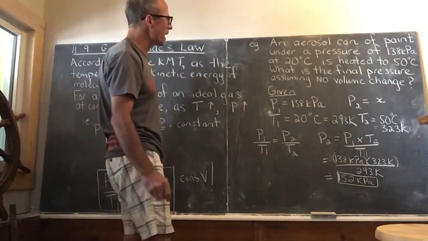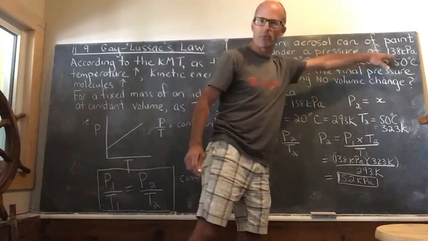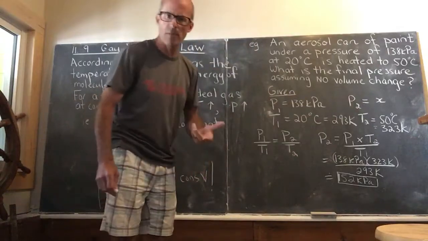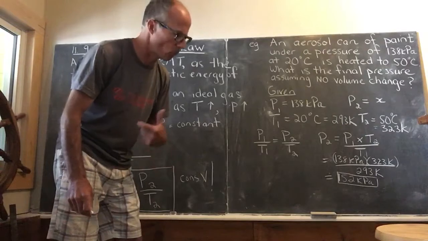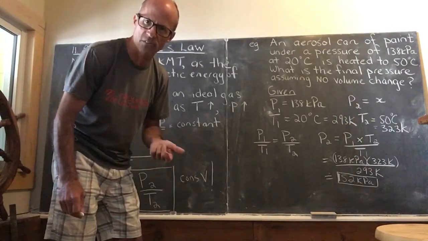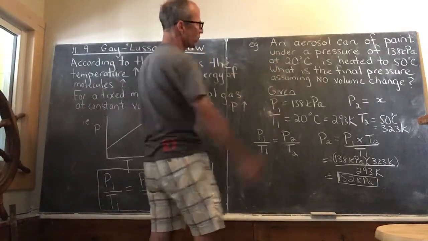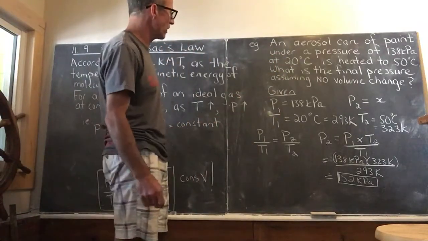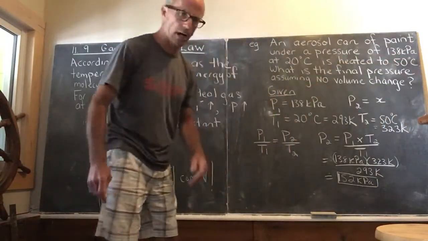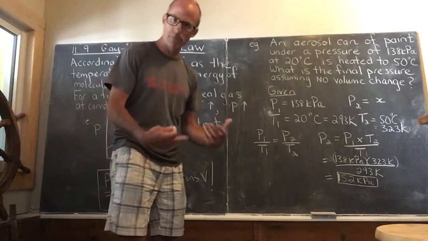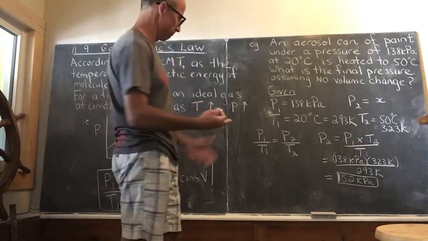Let's suppose we have our aerosol can here, and it's under a pressure of 138 kilopascals. You may recall that standard pressure is 101.3 kPa, or 1 atmosphere, or 760 millimeters of mercury. Those are all the same thing. Well, if it's at 20 degrees Celsius, which is a nice summer day, and we heat it to 50, which is very hot, the question is, what will happen to the pressure inside the can if the volume doesn't change?